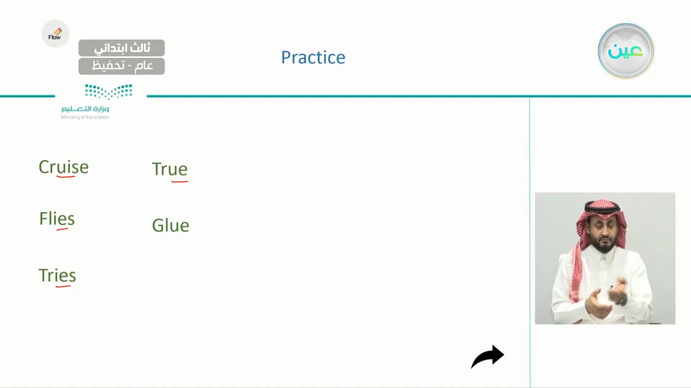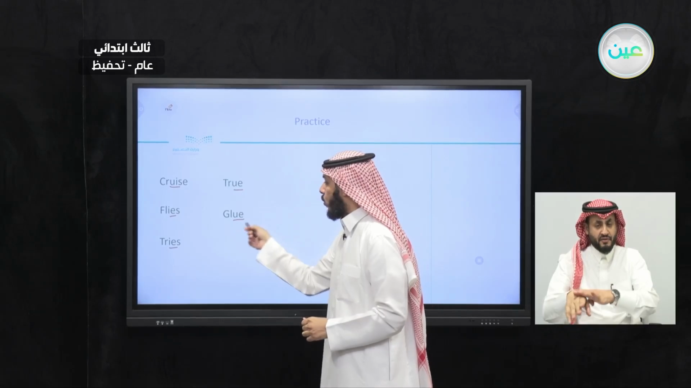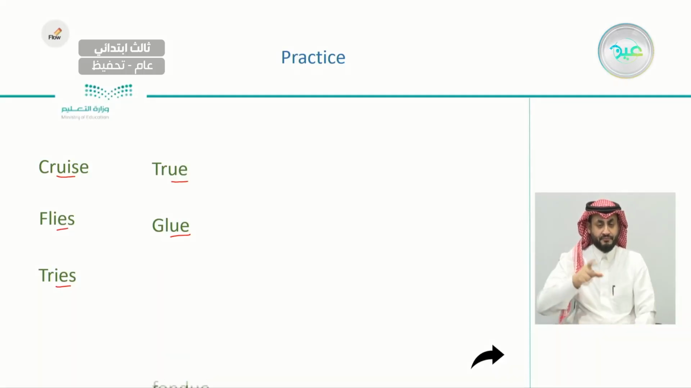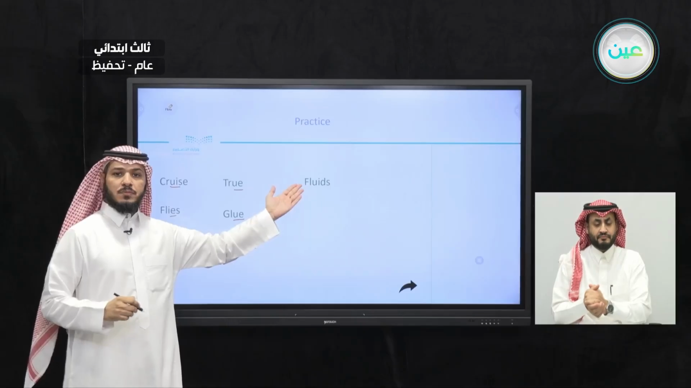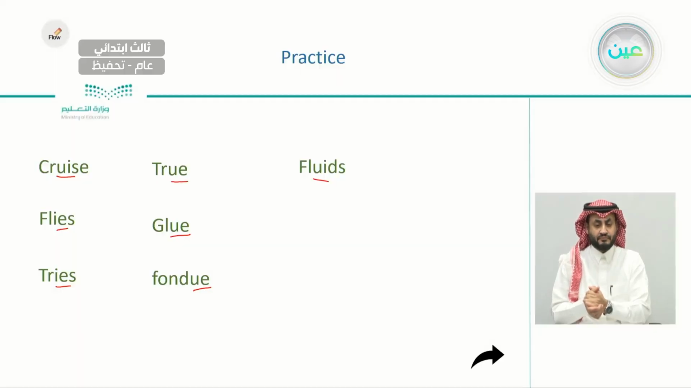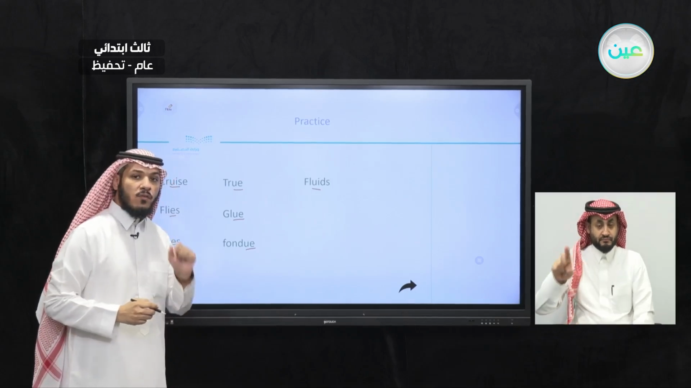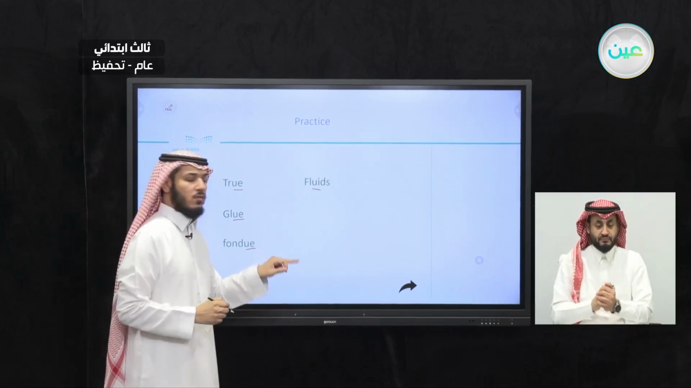Okay. Can you read this? We have U and E. Yes. It is glue. Perfect. Glue. So true. Glue. Okay. What about this word? We have U and E. How can you read it? It is fondue. Excellent. Fondue. Okay. What about this? Yes, we have U and I. How can you read it? It is flutes. Excellent. Flutes. Perfect.